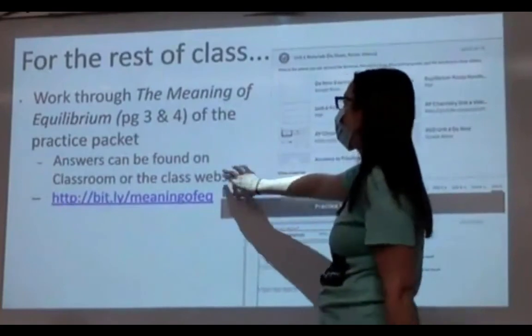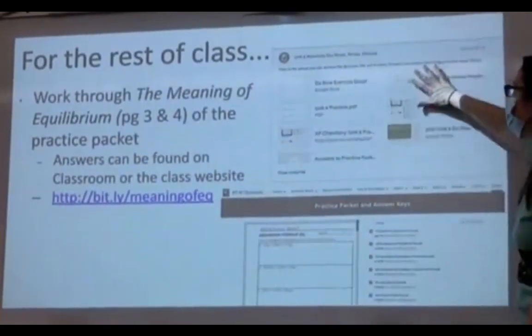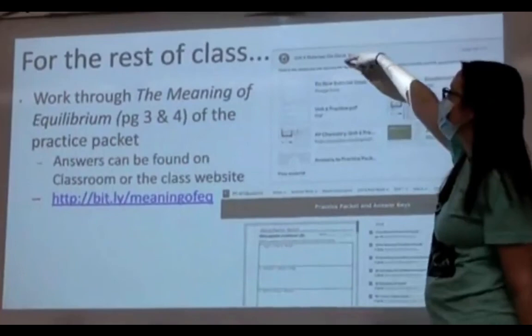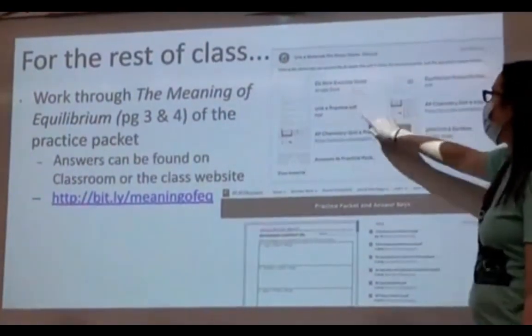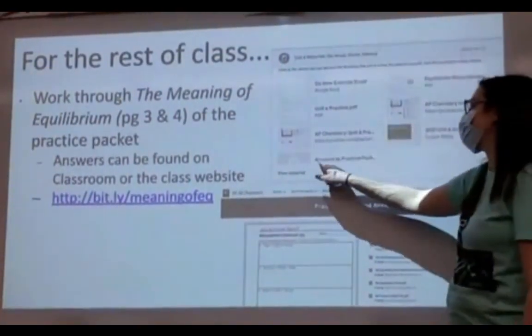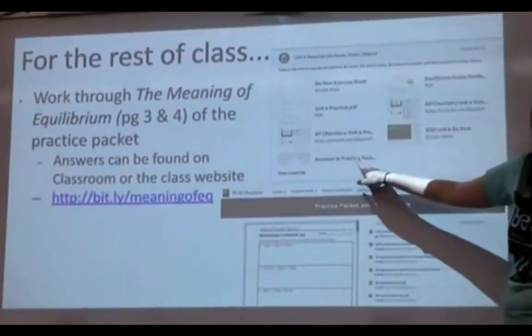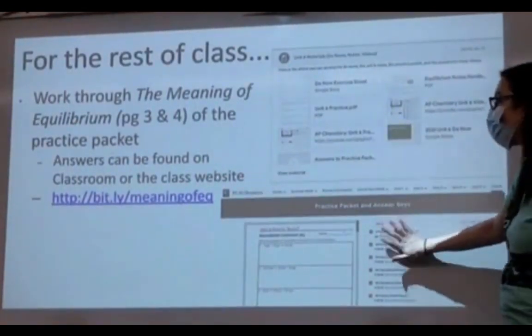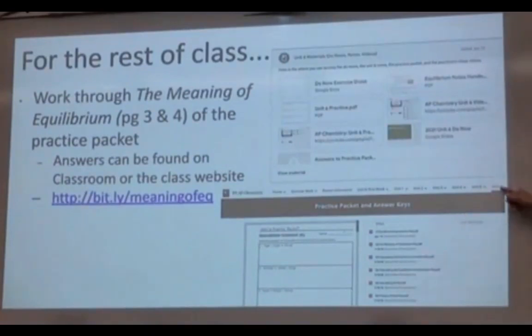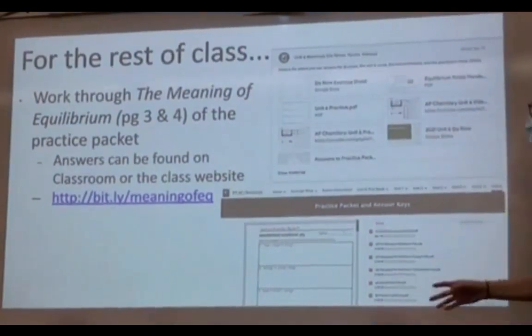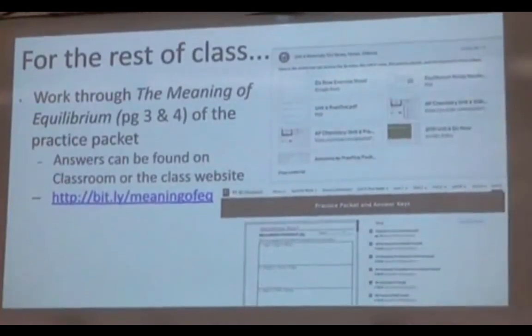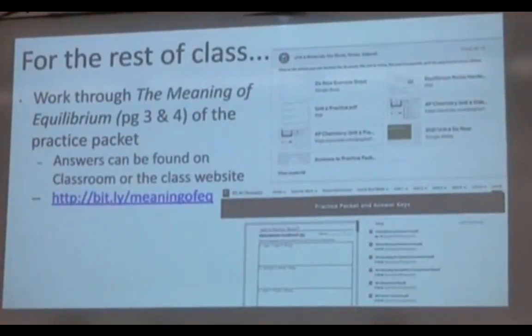The answers can be found, so this is from Google Classroom. If you click on Unit 6 Materials, you have all of these different options. Right here it says Answers to Practice Packet. So there's a Google Drive folder, or you can go out to the class website. If you click on Unit 6 and you scroll down just a little bit, it has the practice packet and the Google Drive folder. So The Meaning of Equilibrium, pages 3 and 4 in the practice packet, will be a good thing to review for tomorrow. Then at the beginning of class, we will do a little bit of review as well for the quiz.